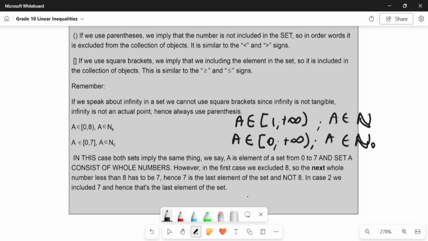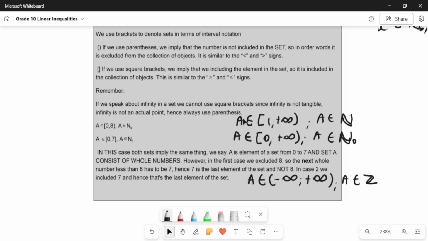Right. Then let's say we're talking about the integer set. I'll say A is the element starting from where? Negative infinity. You can see I use a parenthesis. Going to where? Positive infinity. But A is the element of integers with the Z. So it's the exact same idea. Can you see why it's all important now? Everything links. So yeah, that's basically what you need to remember.